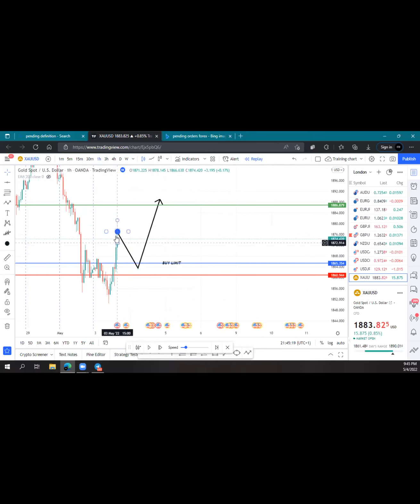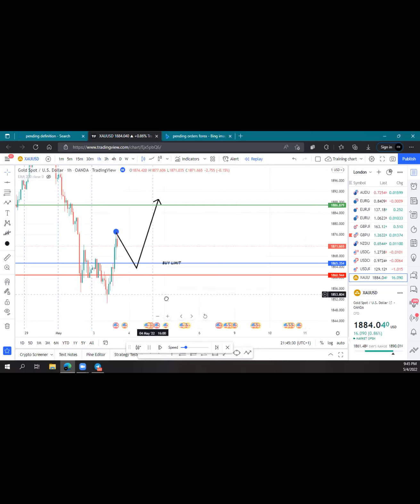So look at this, this is where the market is. Now I'm expecting the market to come here and shoot up. So watch this. I'm actually replaying what happened in the market. I hope everybody can see.